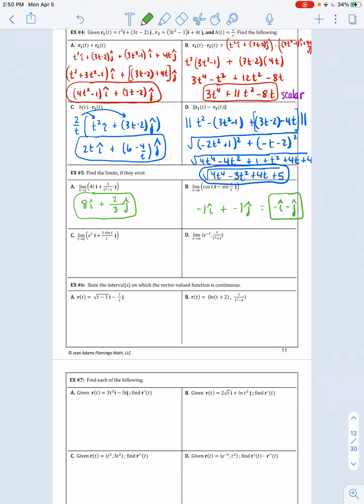Our next limit, if we put 0 in, we get e to the 0, which would be 1, i, plus, and then when we put 0 in here, we get 0, j. Ooh, you know what? I just looked at my work. No, you don't get 0 there. Sorry.